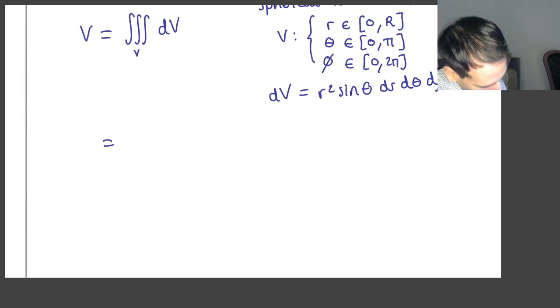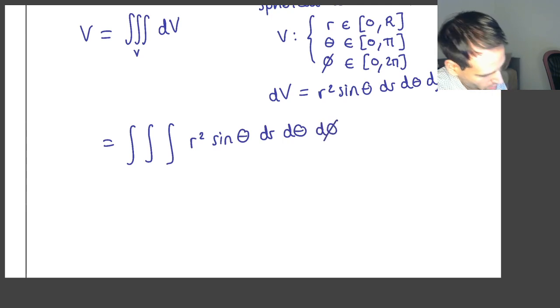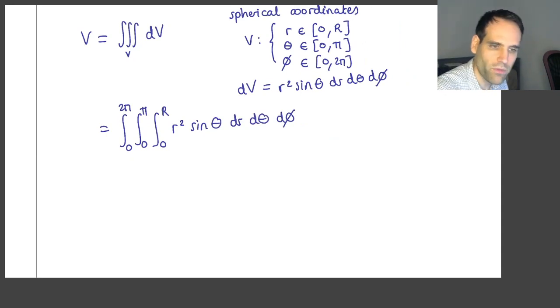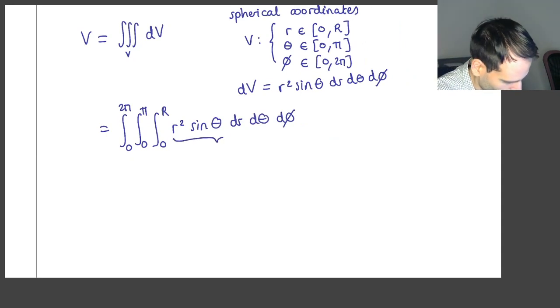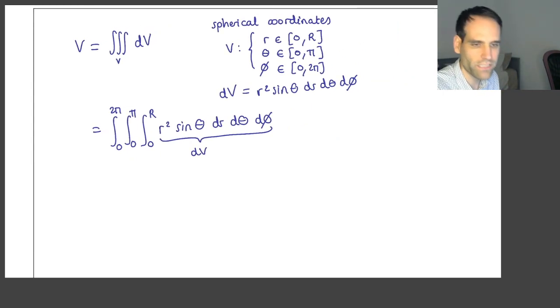So we are going to do the integral of this dV, which is r squared sine theta dr d theta d phi. So what are the limits for r? They are from 0 to capital R. What are the limits for theta? From 0 to pi. And what are the limits for phi? They go from 0 to 2 pi. Okay, so this is the triple integral that we want to do, because this is dV, the differential element of volume in spherical coordinates.